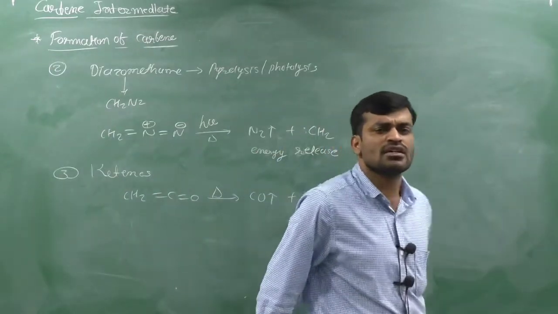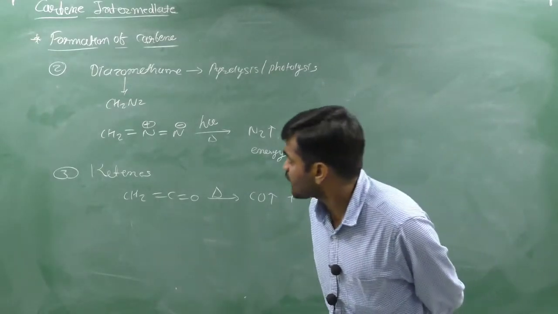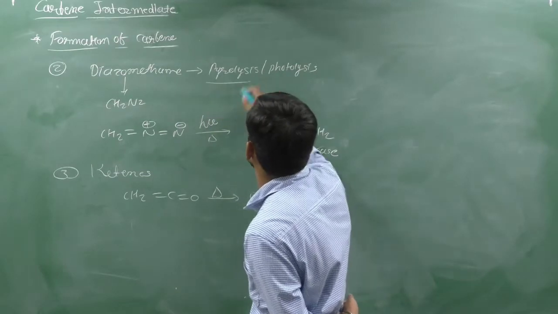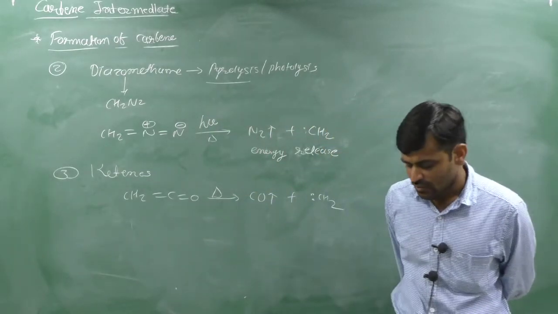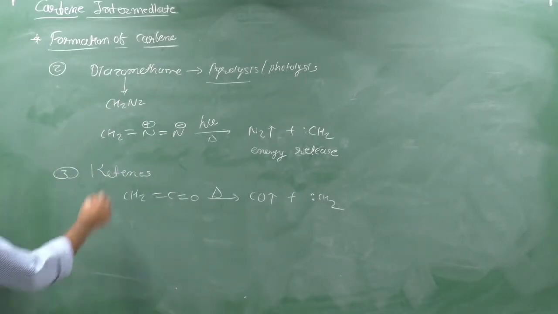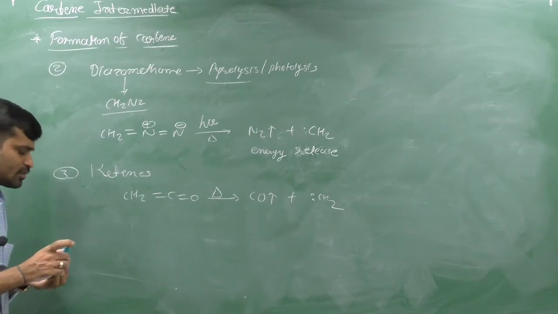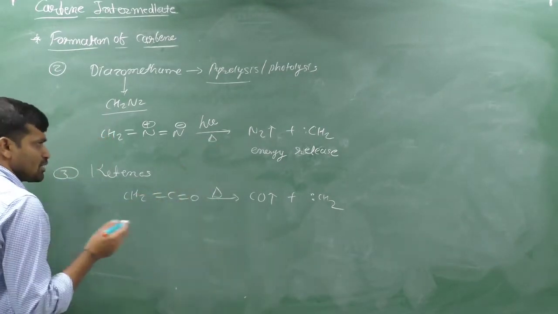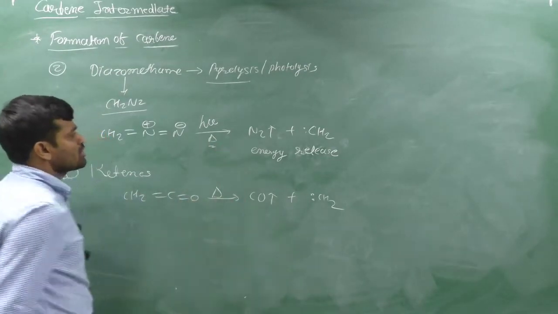The second method of formation of carbene is if we have the compound diazomethane and we carry out pyrolysis or photolysis, we can get the carbene. Diazomethane means CH2N2, and we carry out the pyrolysis or photolysis in the presence of photochemical light, in the presence of sunlight or heat.